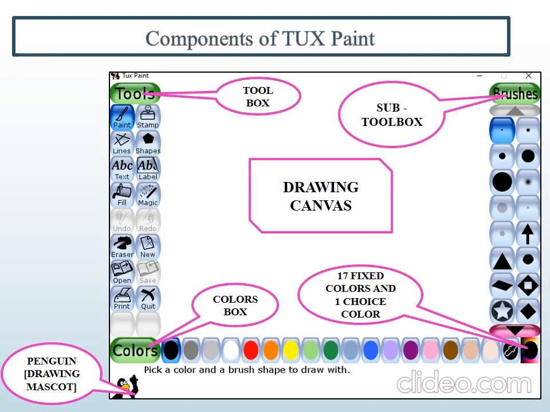What are the various toolbox items? In tools we can see paint, stamp, line, shapes, text, label, fill, magic. Each tool has various sub options. On the right hand side is the sub toolbox, in which each tool's various sub options will appear. The blank area in the middle, what is it called? Drawing canvas. Very good. And the color box, at the end of which, if you see, there are 17 fixed colors and one choice color, in which you can select whichever color you want.